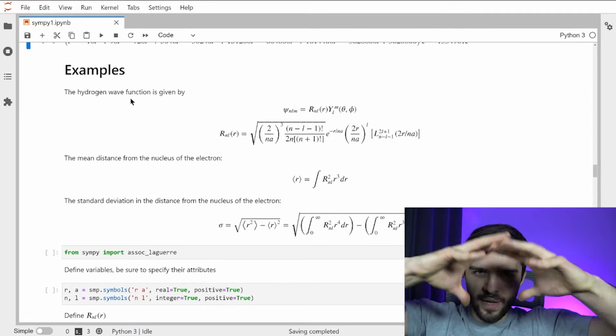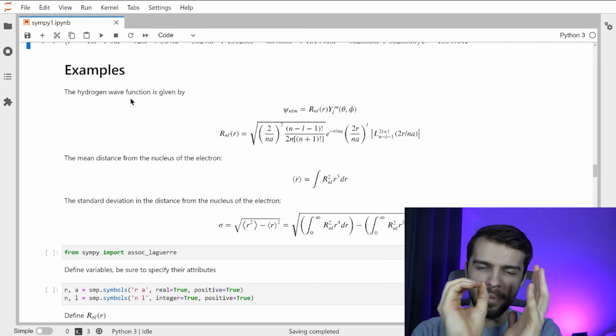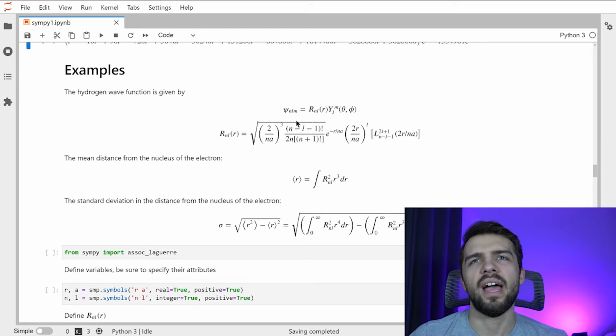So there's the hydrogen wave function. This is the wave function that gives the positional probability of the electron around the proton in an atom. And so if I square this value here, right?